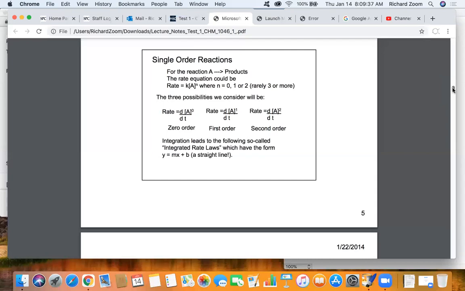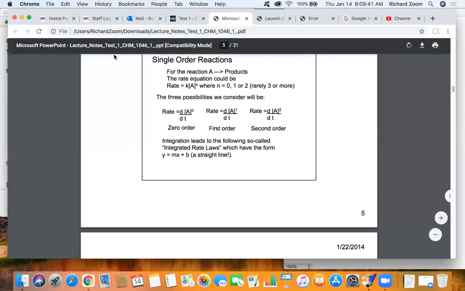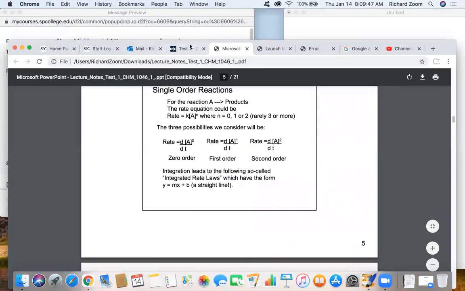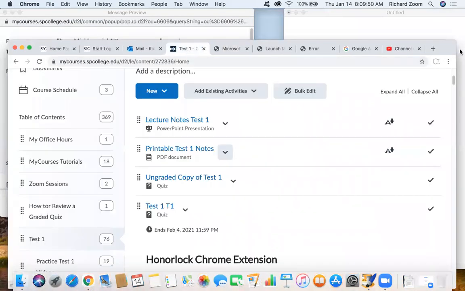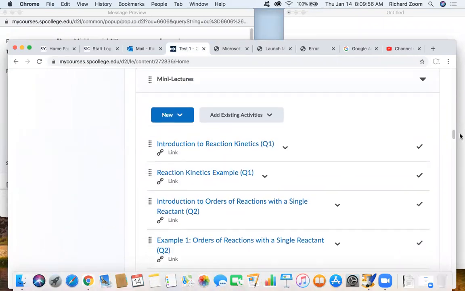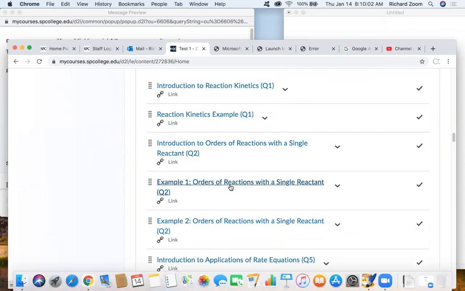Okay, the mini lecture folder. Yeah, it's in test 1. I'll show you. Okay, hang on. Let me get over here. I'll show this for everybody so you can see it. So we're in the test 1 folder, and these are the mini lectures here. These are the same videos that I got in the syllabus.